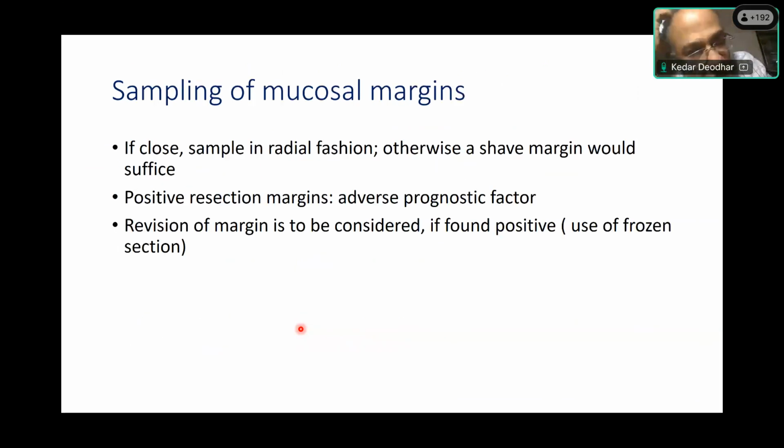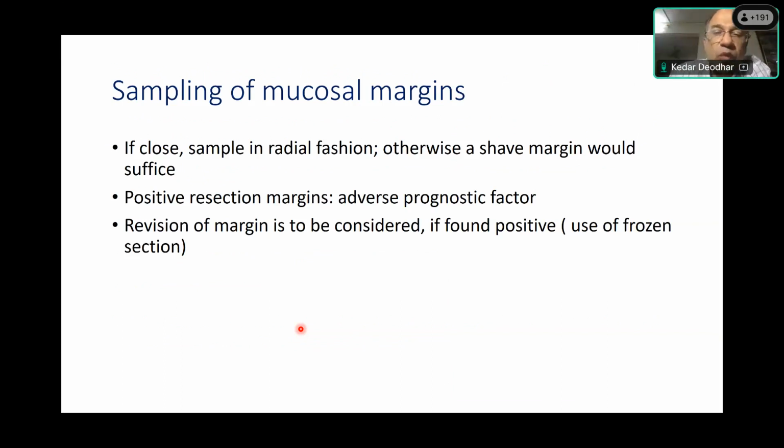Margin: if it is close, we take the radial margin, but if the margins are far away, the shave margin is sufficient. Positive resection margins have adverse prognostic implications, and revision of the margin is to be considered. This is where our role in frozen section will come in handy.